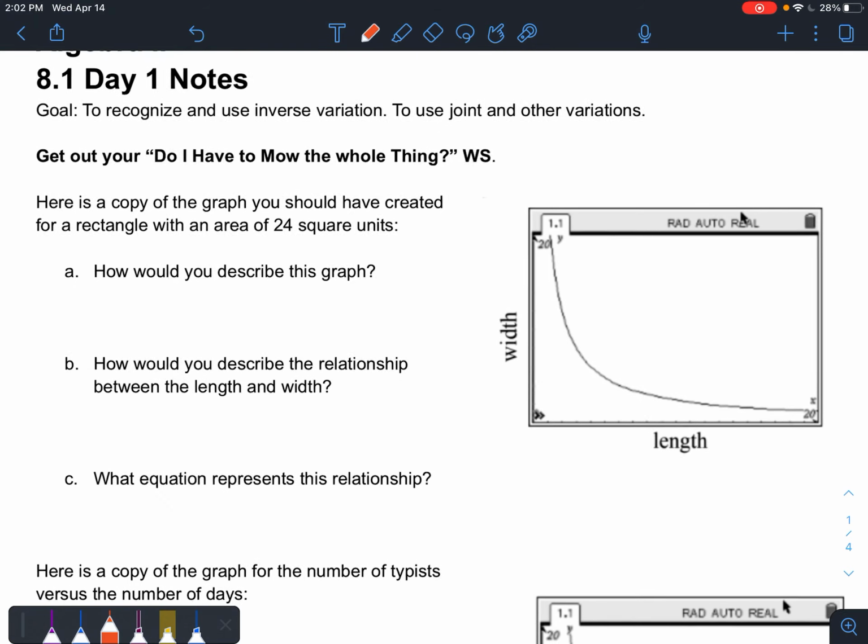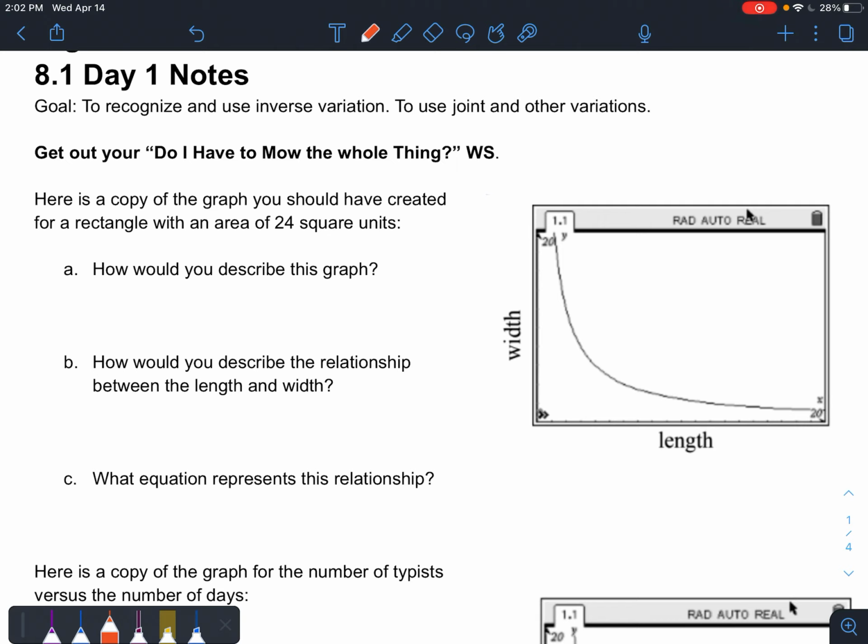Today we're talking about inverse variations as well as using joint and other variations. So you should get out your "Do I Have to Mow the Whole Thing?" worksheet while we're going through this. Here's a copy of the graph you should have created for area of a rectangle with 24 units. So it's decreasing like so. Go ahead and answer, how would you describe this graph?